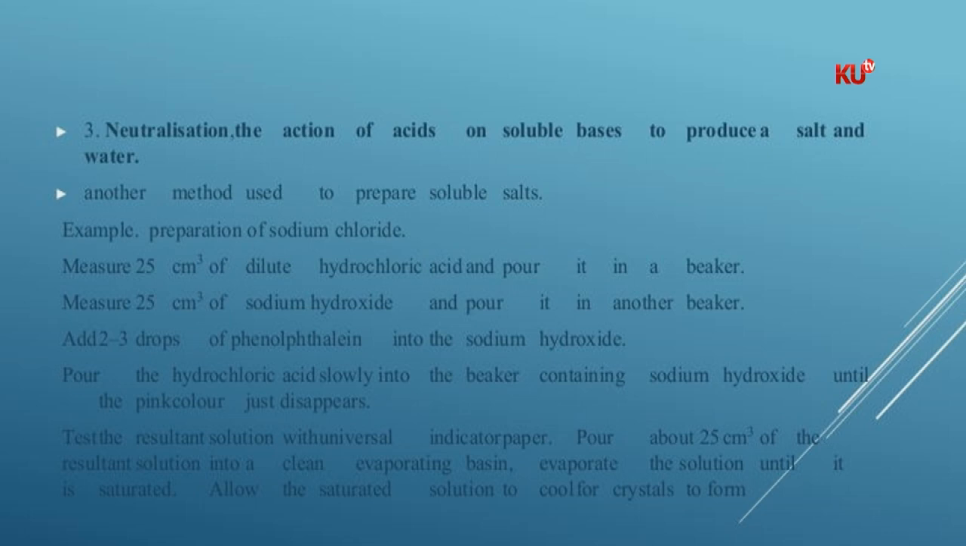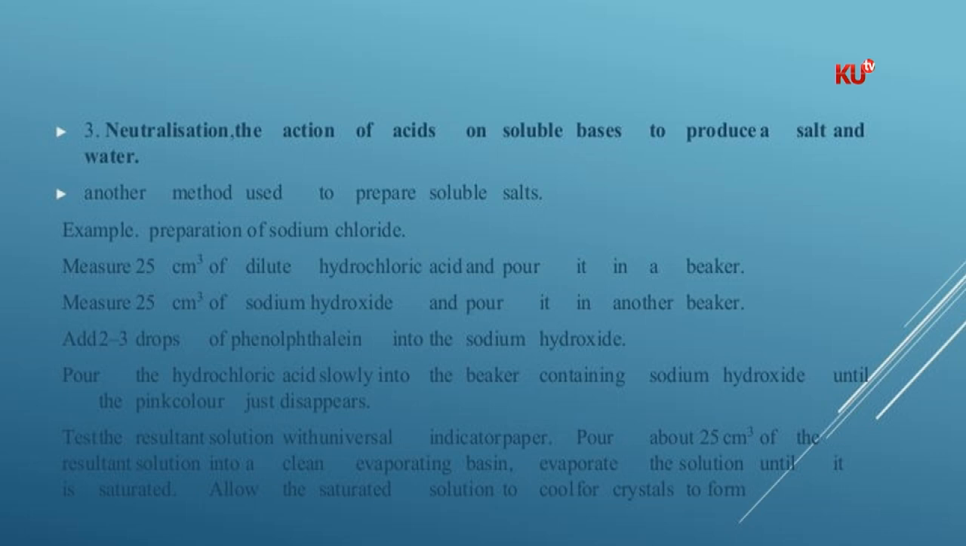Now, after adding hydrochloric acid to the sodium hydroxide, you use a universal indicator to confirm whether the resulting solution is a base, an acid, or neutral. Now, when you use the universal indicator, the resulting solution will have a pH of 7, meaning that the solution formed is neutral. Now, a neutral solution contains salt and water, and the reaction in which salt and water are formed is referred to as a neutralization reaction.